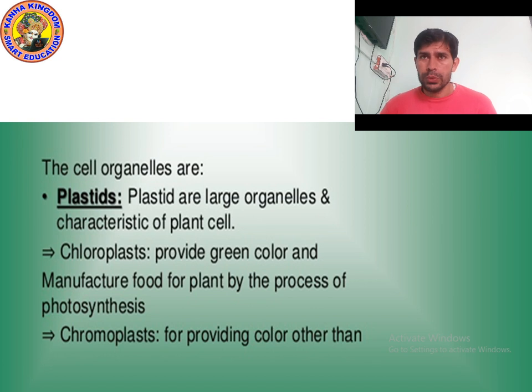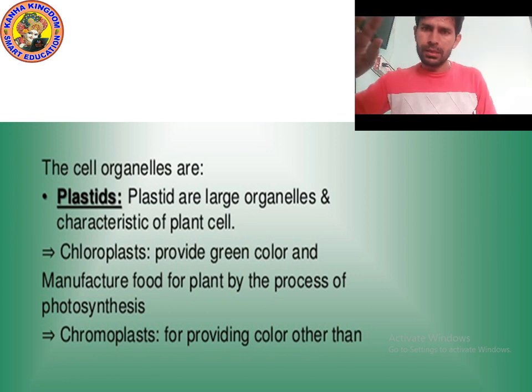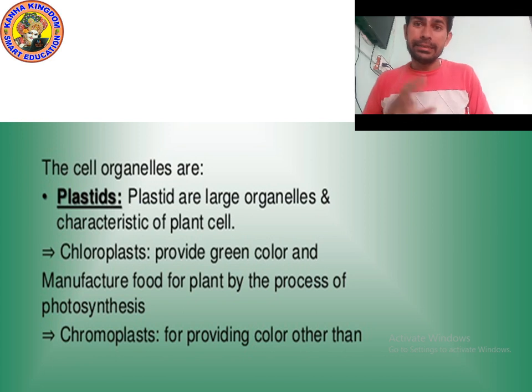Okay, kids. So let's talk about the plastid. For your kind information, plastid is present only in plant cell. Yes, plastid is not found in animal cell. Okay. So plastid is actually green in color.